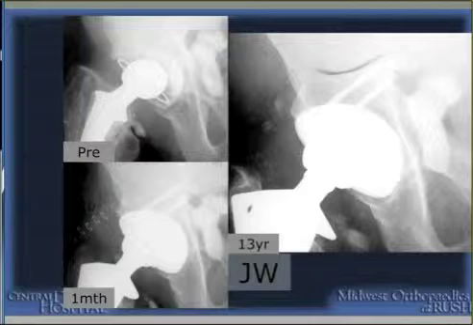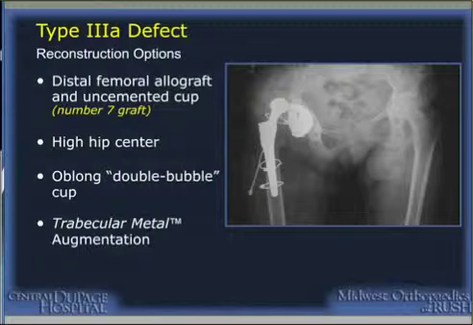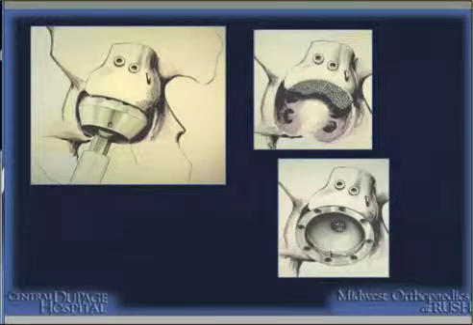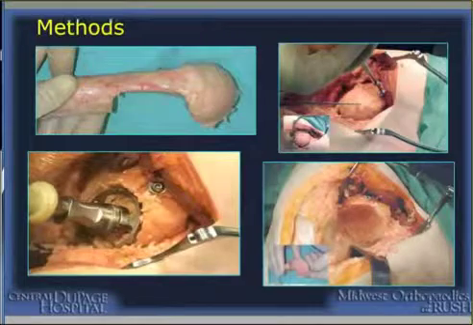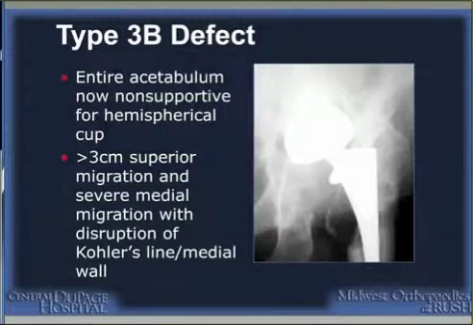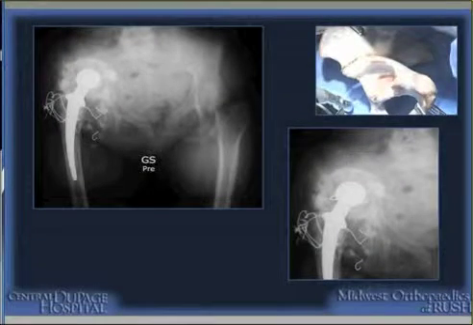And finally, as we get into this, the up and out migration, where there's a migration greater than 3 centimeters up and out, Kohler's line is intact. We have to do a shelf graft. You can see here the options. The other speakers will go into this. Either bone graft can be used, like so, or this is an evaluation of a 12-year follow-up. Or finally the type 3B defect, migration up and in, as we mentioned, either reconstructed with an acetabular allograft with a cage, which we've used for many years.